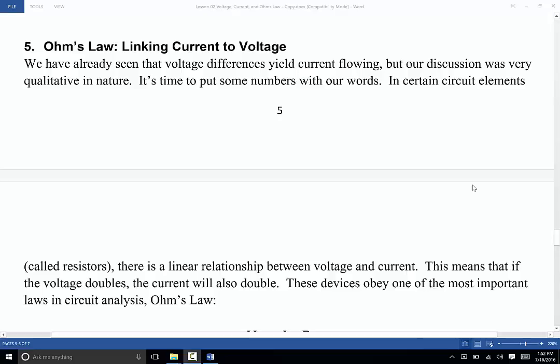Hi, let's talk a little bit about Ohm's law. So we've already talked about voltage. We understand that voltage is related to the potential energy at various points in the circuit. We understand that current is the flow of charge between one point in the circuit and another point.